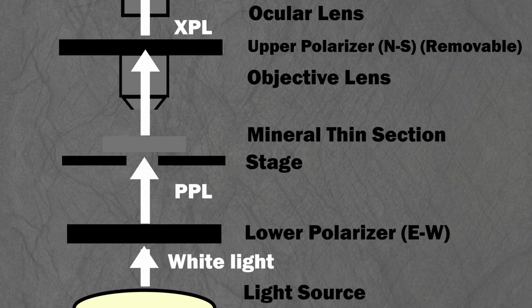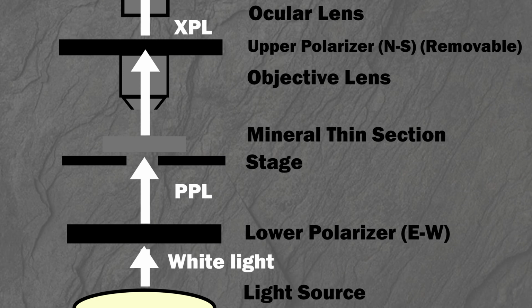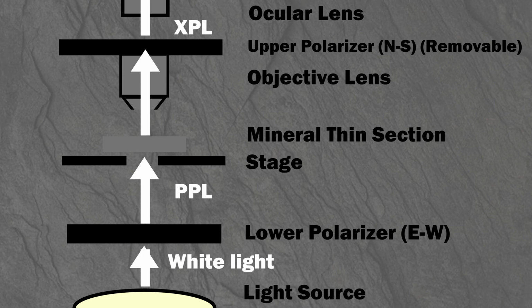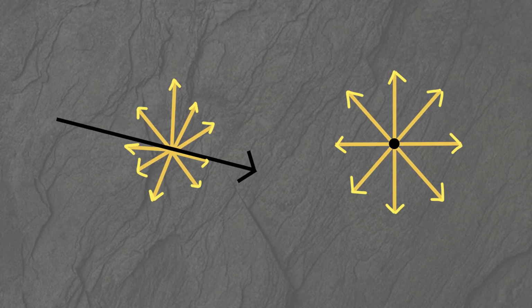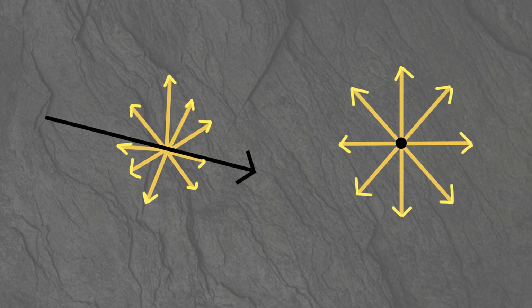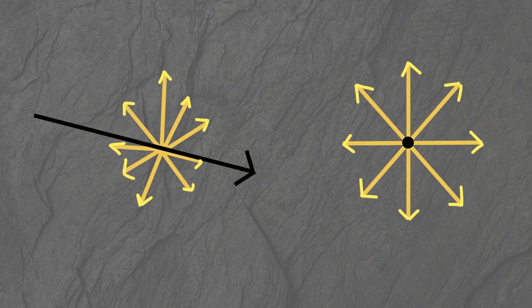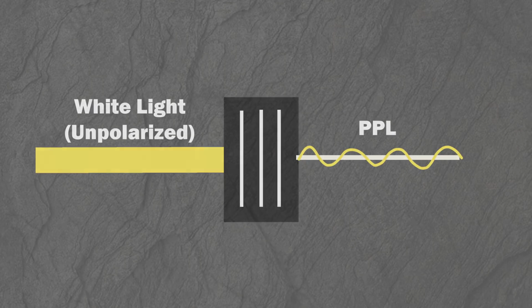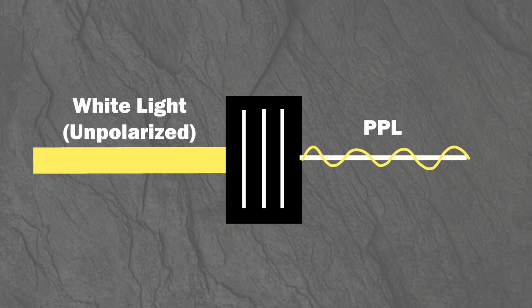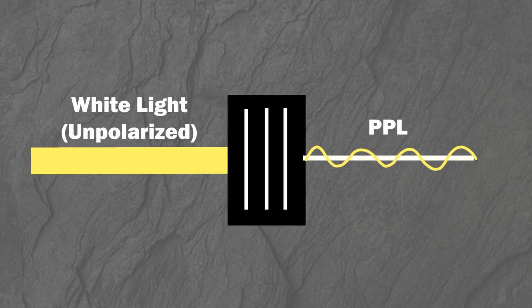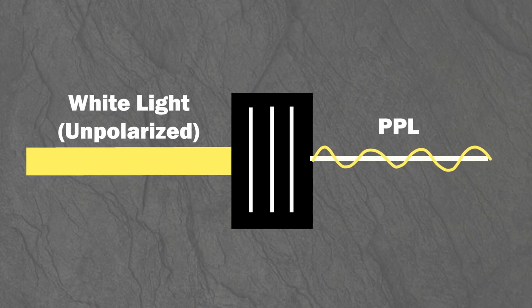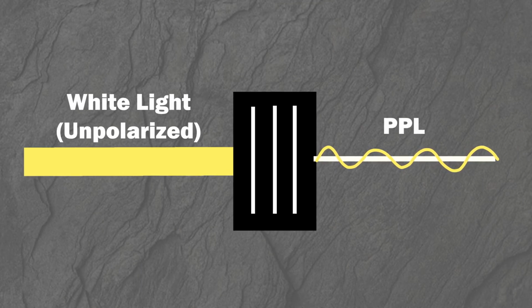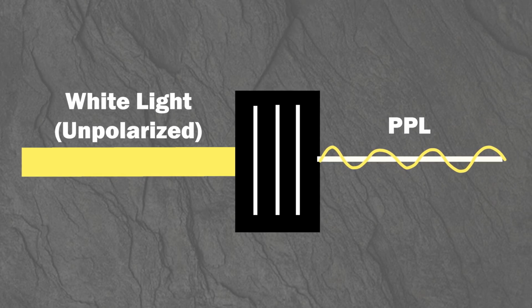As seen in this diagram, there are two polarizers in the petrographic microscope. We can use these to change the vibration directions of light entering our specimen and the ocular viewing lens. Normally, in white or unpolarized light, the ray vibrates in all directions perpendicular to the direction of travel. However, a polarizer, such as those in the microscope, only allows a specific direction of vibration to pass through, meaning light emerging from the polarizer, known as plane polarized light, or PPL, only has a single vibration direction.